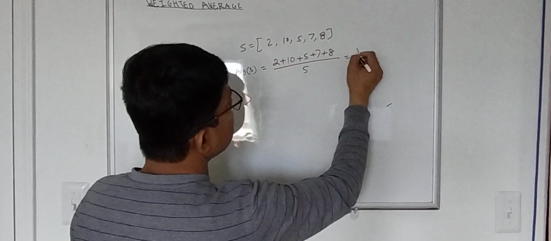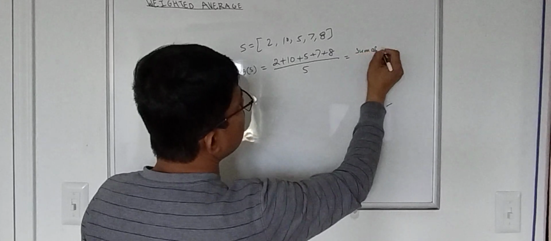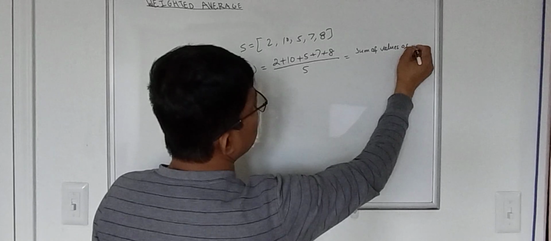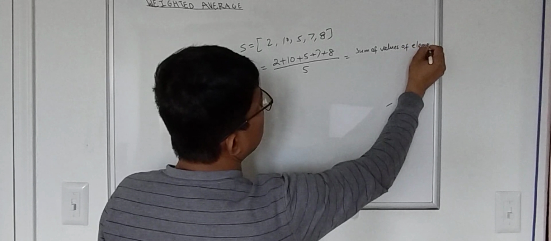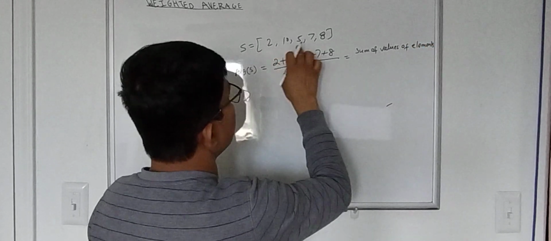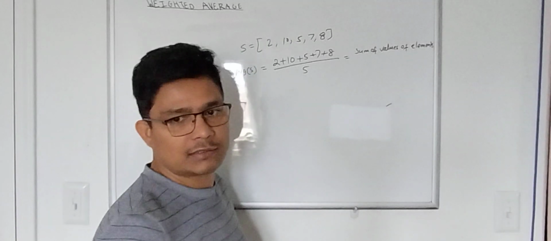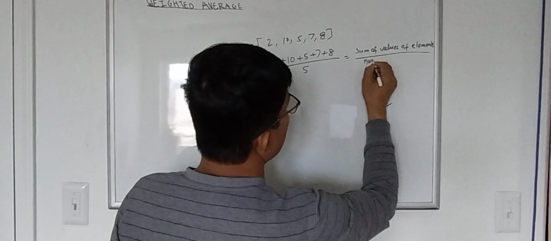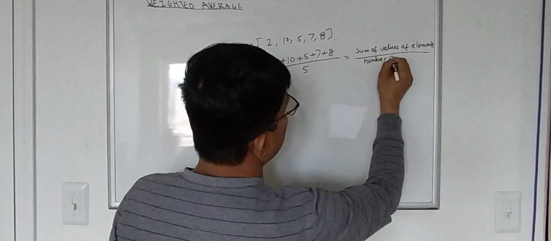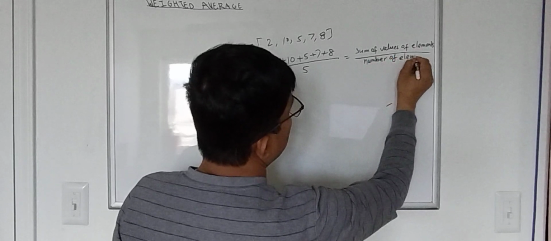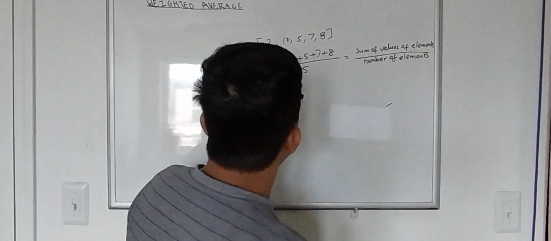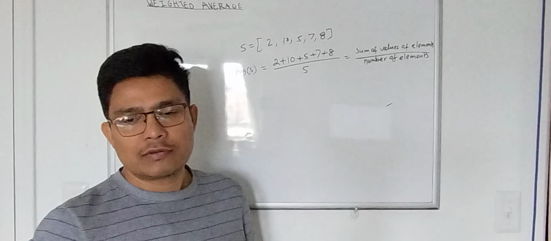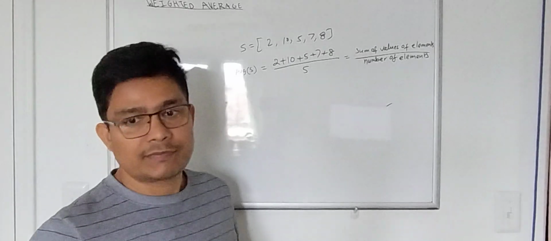So this is your sum of values of elements. Elements means these members. Okay, these are the elements. And then number of elements. Okay. So this is the simple formula to compute the average for a given series, given list, given set, okay, anything.